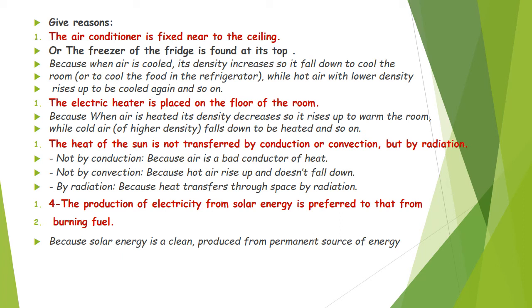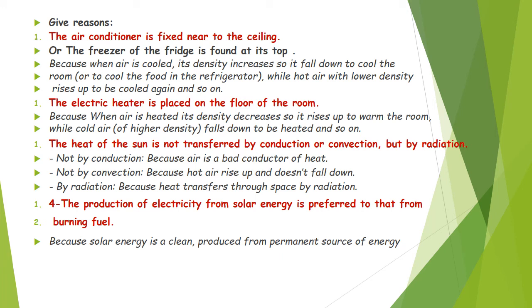Okay, the air conditioner is fixed near the ceiling or the freezer at the top of the fridge, but the electric heater is placed on the floor of the room, because when air is heated, its density decreases, so it rises up to warm the room, while cold air of higher density falls down to be heated, and so on.